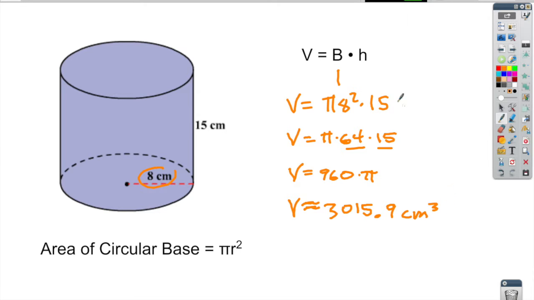All right, so there's how we use the formula. Find the volume of, find the area of the base, which in this case is a circle, pi r squared. Multiply that times the height. Follow your order of operations and get your answer for the volume.